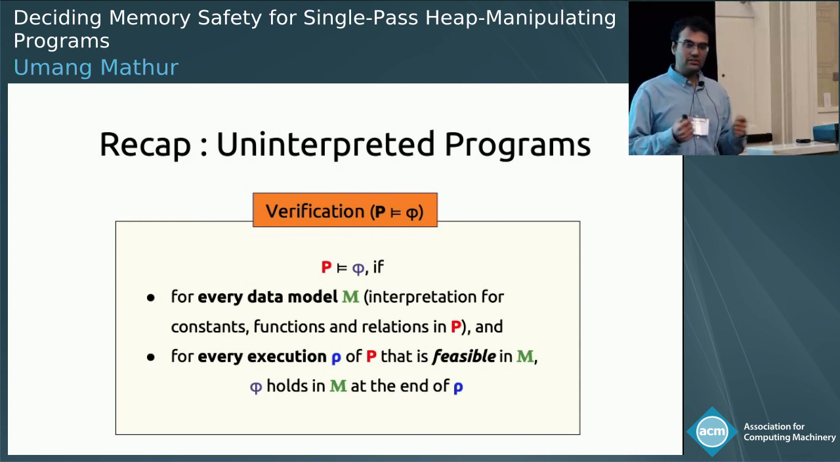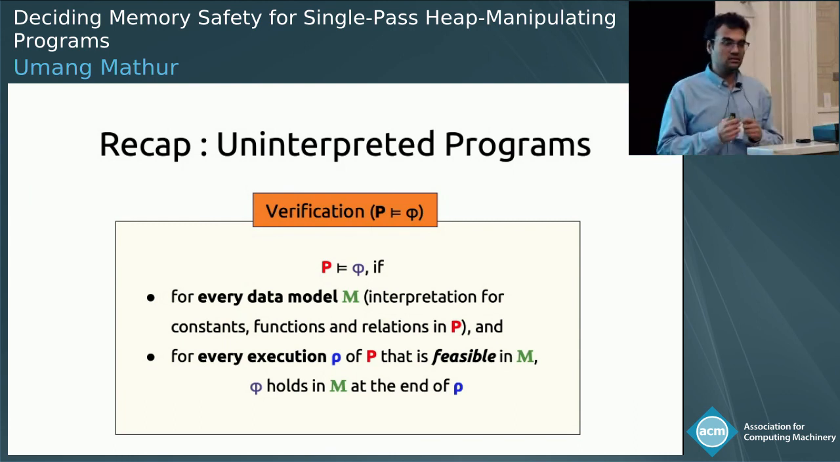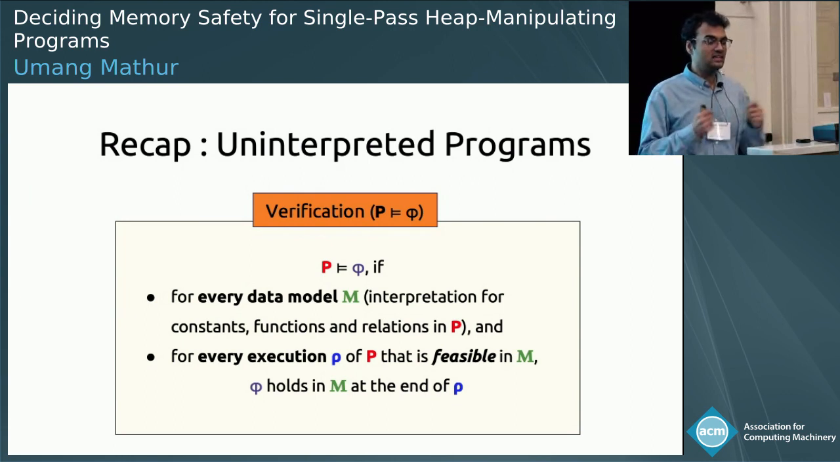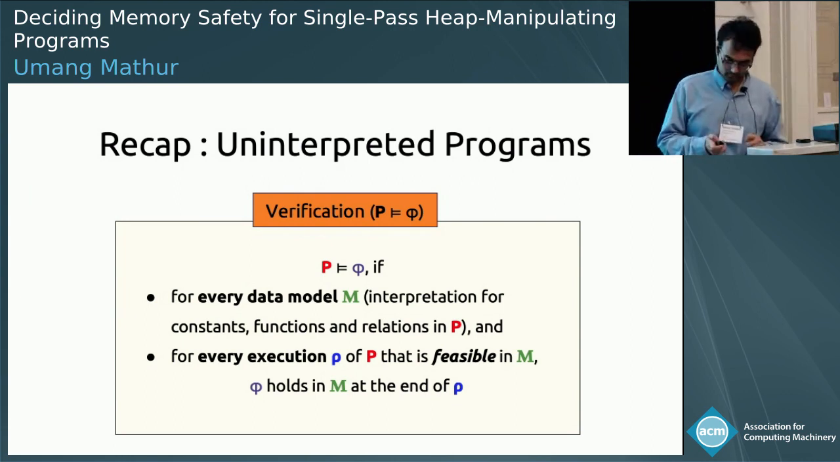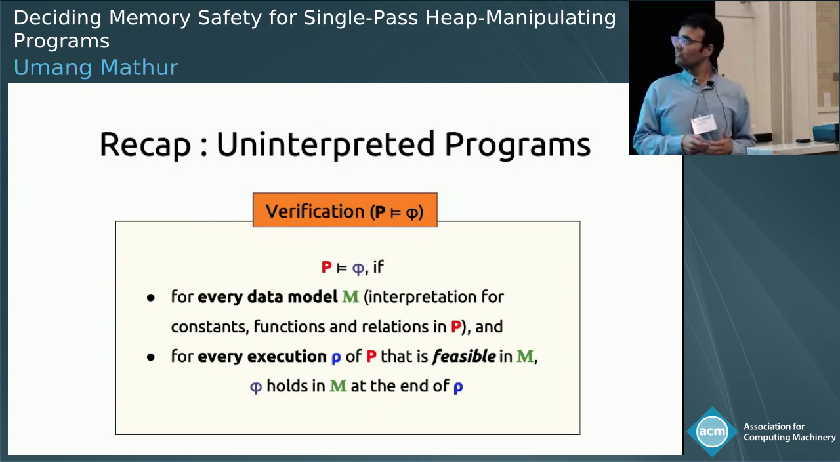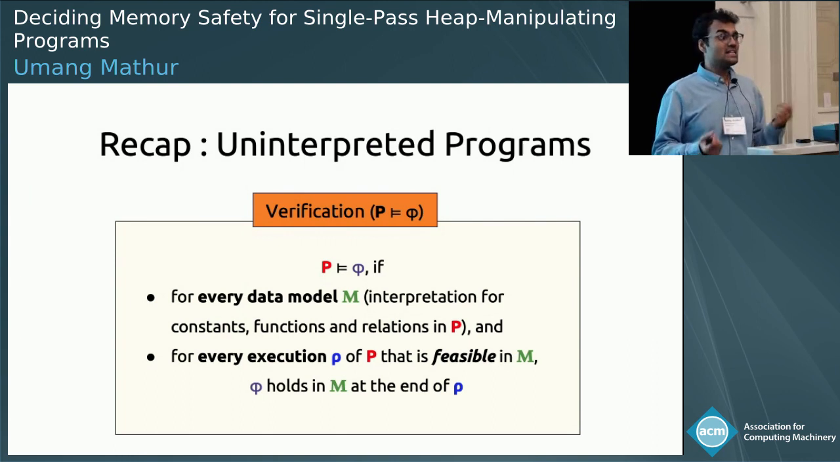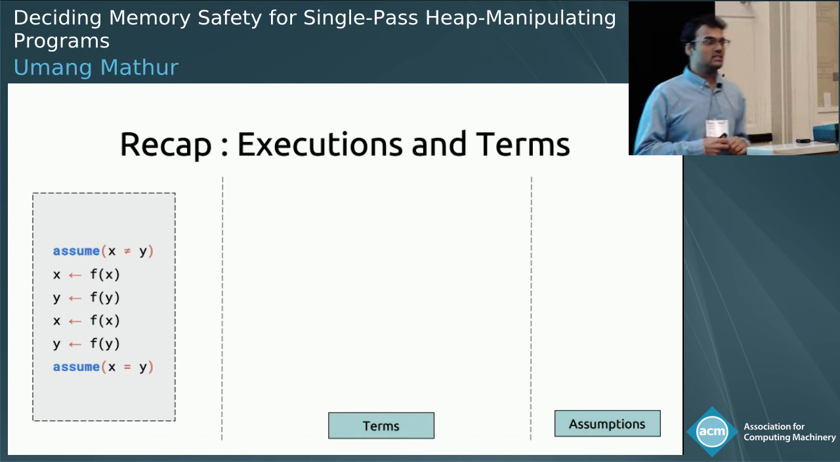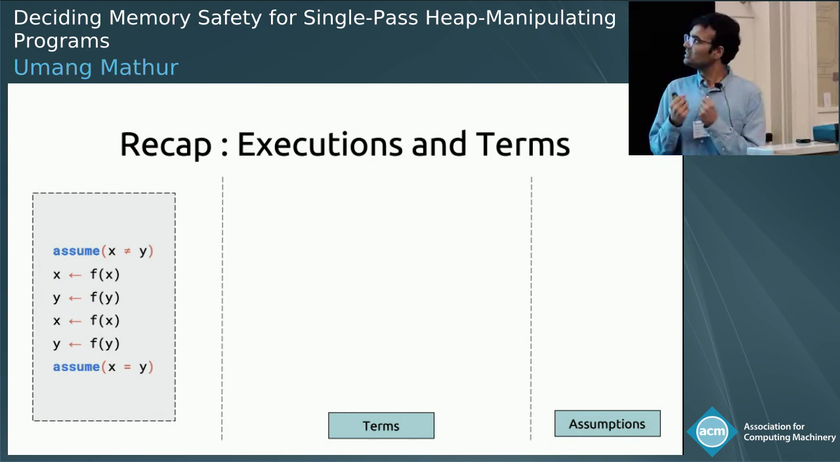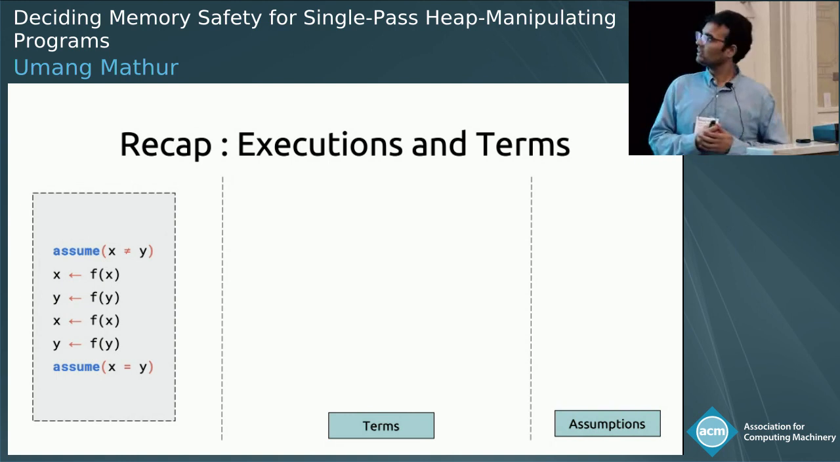So this verification problem asks if some property holds for all data models, and that is very crucial to understand the rest of the talk. In general, verification of uninterpreted programs is undecidable, and coherence is the restriction that we require for decidability. But it turns out that the restriction of coherence is intricately tied to this notion of terms that I'm going to talk about right now.